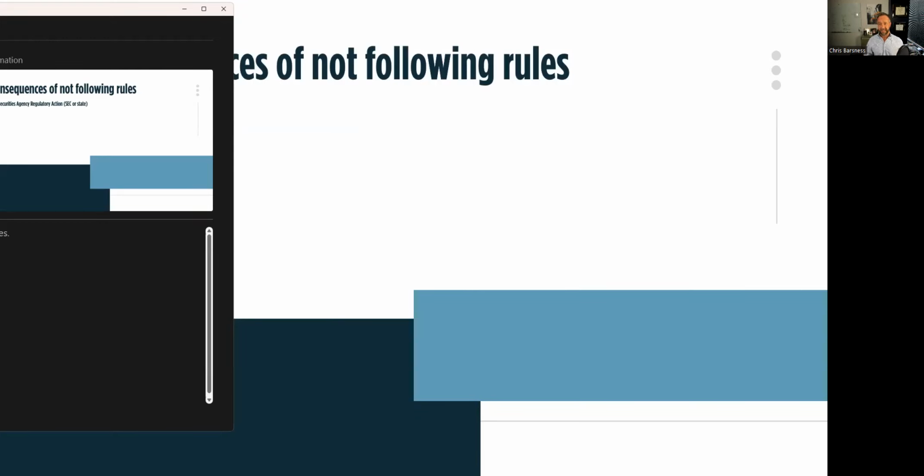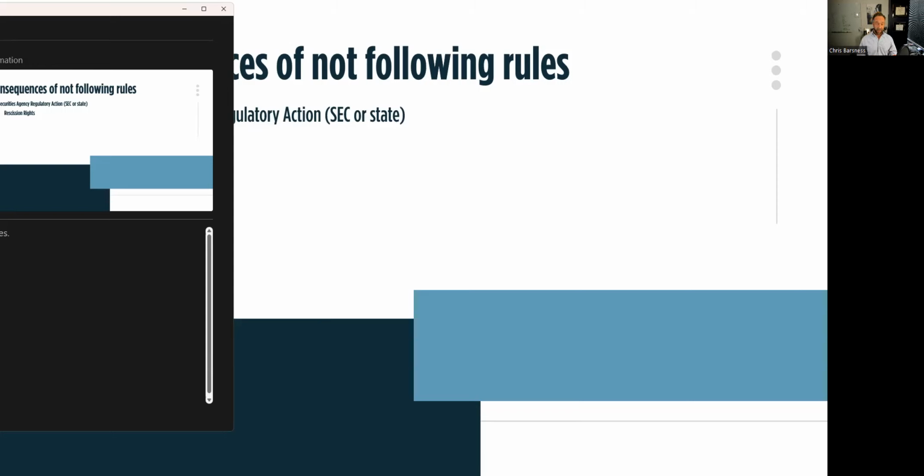Now, what are the consequences if we don't follow the rules? Okay, well, yeah, that sounds great. It's a securities offering, but that sounds like extra money and hassle. Let's not do that. What are the consequences? So there are risks involved, and it's a matter of looking at what are the risks if you don't follow the rules for a securities offering.